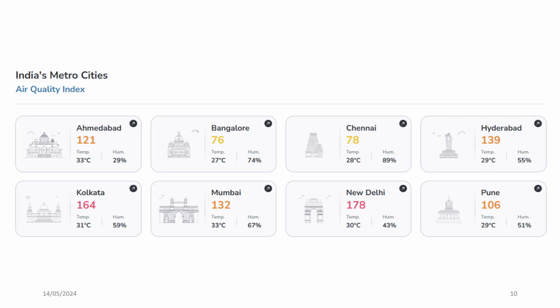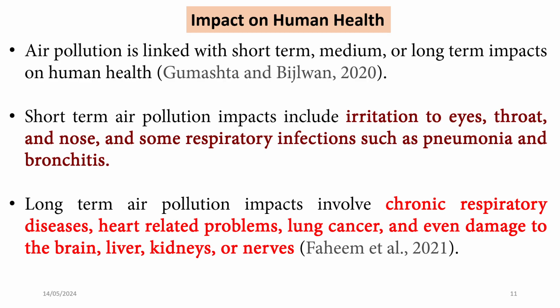Okay, next is Indian metro cities: Ahmedabad, Bangalore, Chennai, Hyderabad, Kolkata, Mumbai, New Delhi, and Pune. These are some of the air quality index ranges, the value of the air quality index. When we consider New Delhi, its value is 178, which falls under the severe category.